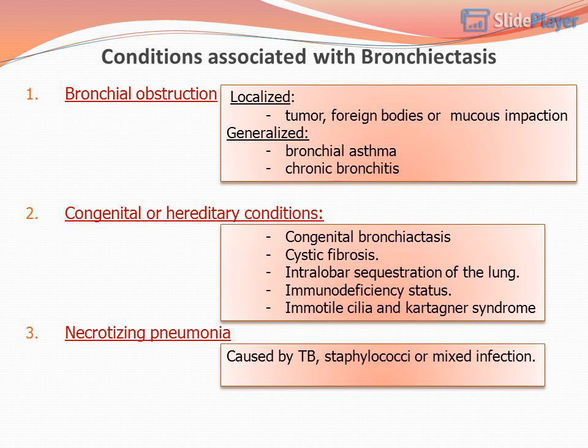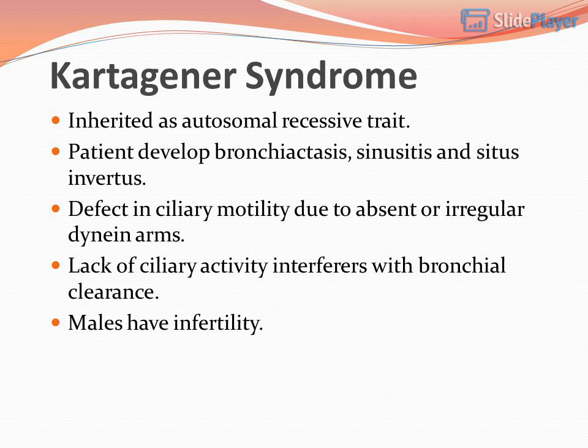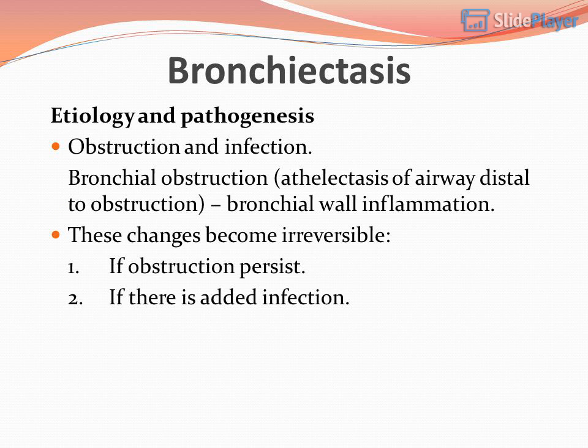Caused by TB, staphylococci or mixed infection. Kartagener syndrome is inherited as an autosomal recessive trait. Patients develop bronchiectasis, sinusitis and situs inversus. There is a defect in ciliary motility due to absent or irregular dynein arms. Lack of ciliary activity interferes with bronchial clearance. Males have infertility.